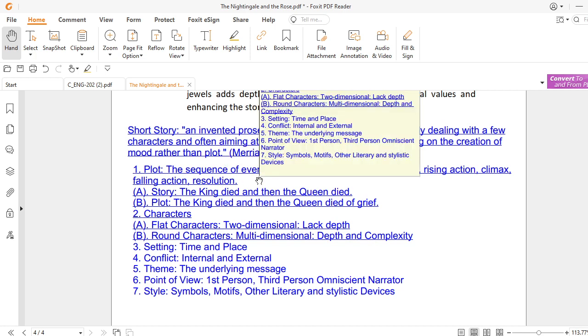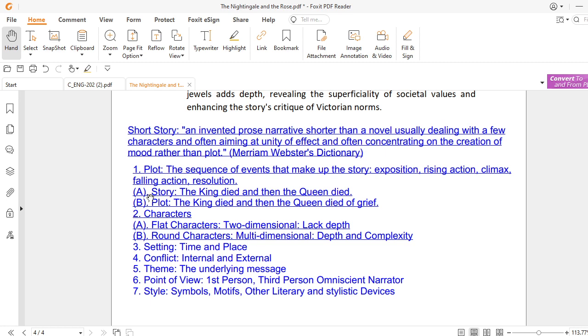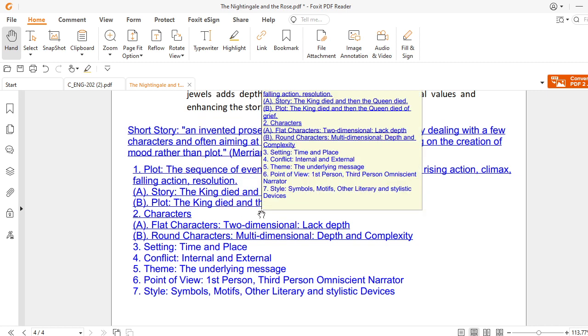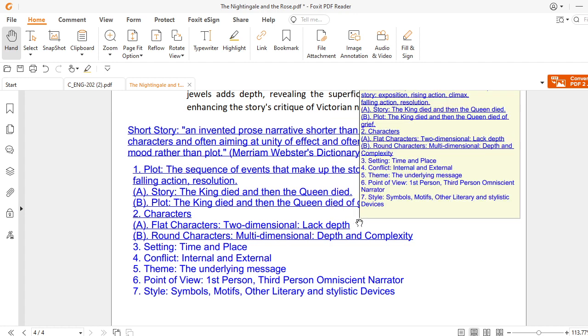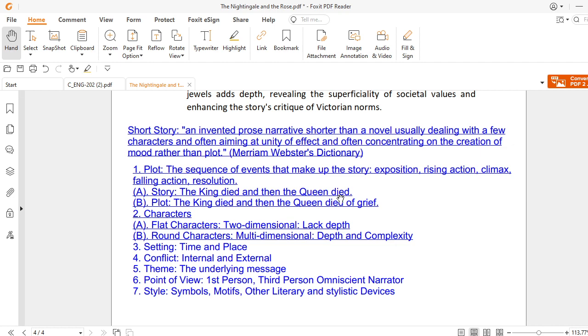Right now we need to understand the difference between the plot and the story, and for this I have taken two examples from the book Aspects of the Novel, written by E.M. Forster. E.M. Forster is an English novelist as well as a critic, and he asks what is a story. Here he gives a very beautiful example. The king died and then the queen died. This is a story. But when we say the king died and then the queen died of grief, now this is a plot.